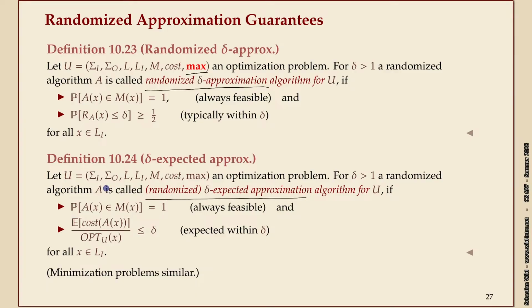Same setup. Now an algorithm is a randomized delta expected approximation if, again, it always outputs a feasible solution, and the expected value of the approximation ratio is delta. Of course, you can define the same thing for minimization problems. It's just that you have to flip these inequalities. I didn't want to have too many case distinctions. I think you can deal with that. So these are two different notions that you can partially also convert between. But just so that if you see these terms, you know what's meant.